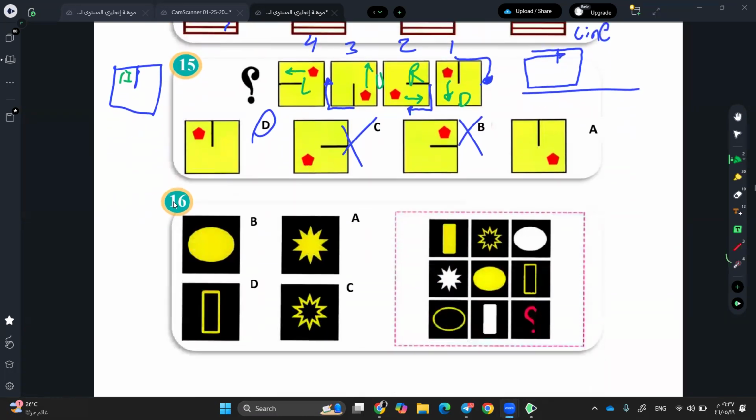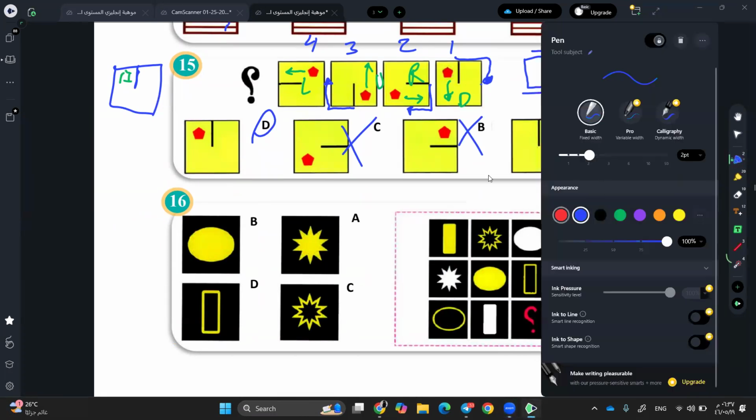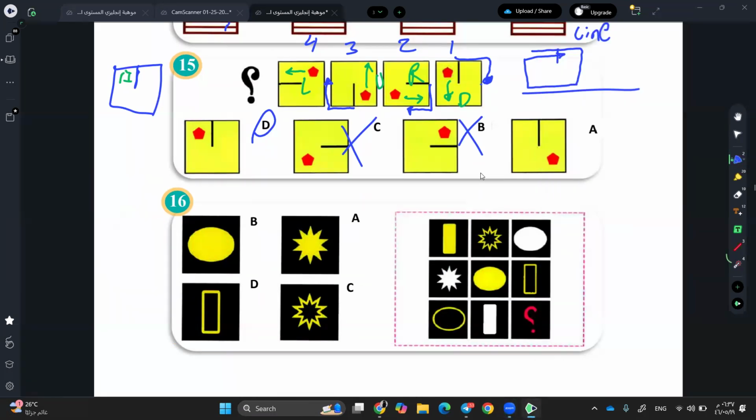Okay. Yeah, question number 16. Okay, this is a shapes. You can see here that is a rectangle with shaded yellow, and rectangle with lined yellow, only the line, and rectangle with shaded white. And you can see here there's a circle shaded white, circle shaded yellow, and circle with only lines.